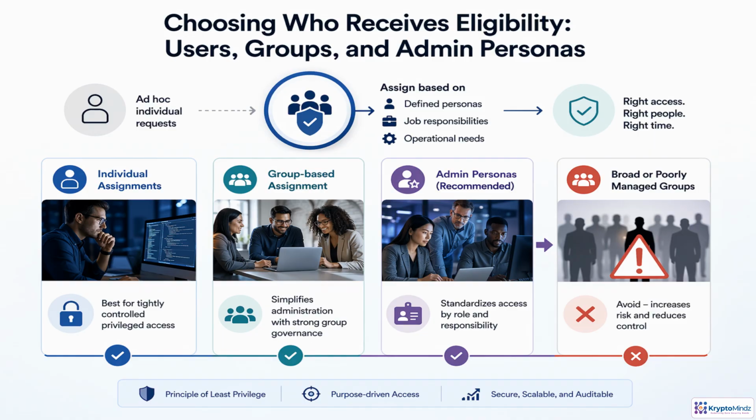Eligibility should be based on operational need, not simply on request. Start with the work that must be done. Then map that work to users, groups, or ideally defined admin personas. Individual eligibility gives tight control for sensitive roles, but it can be harder to manage at scale. Group-based eligibility reduces effort only when the group itself is well governed. Personas are often the strongest pattern because they standardize access around responsibilities, such as help desk, security operations, or identity engineering. Avoid broad groups because they can turn least privilege into hidden standing access.